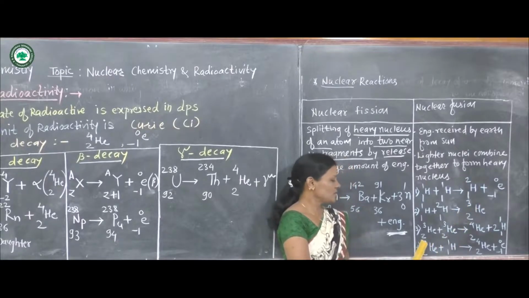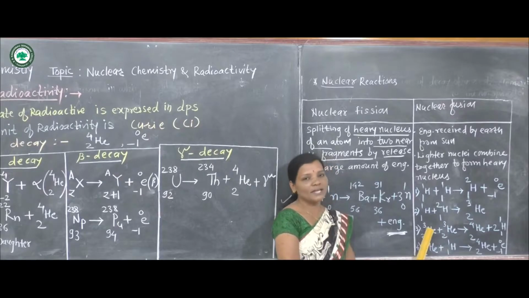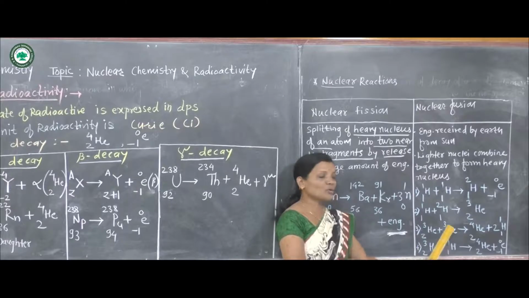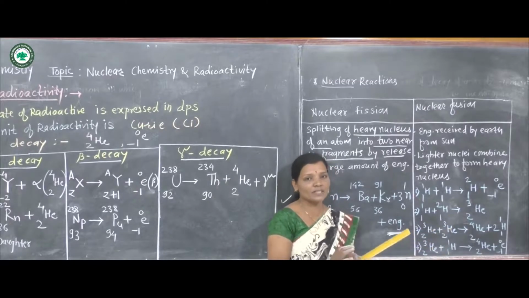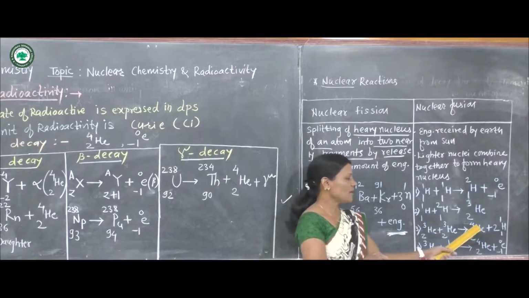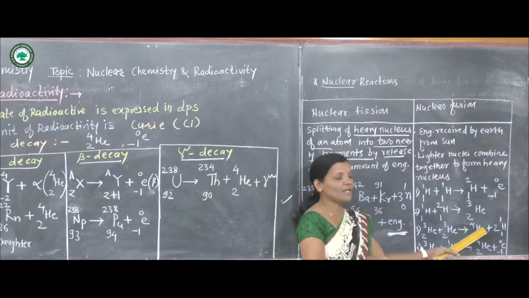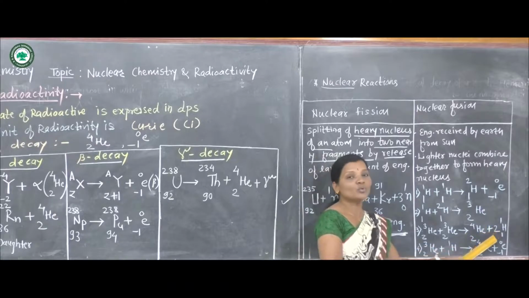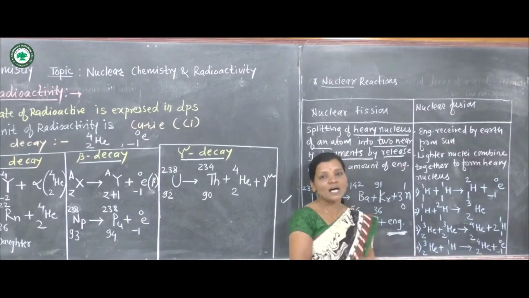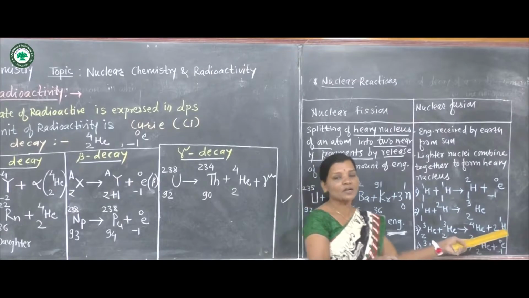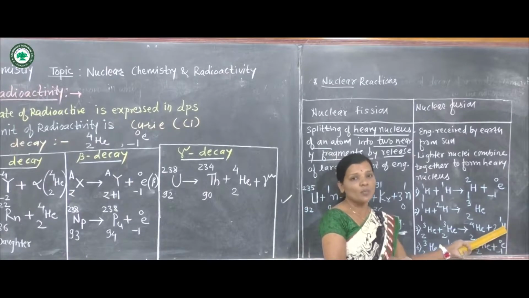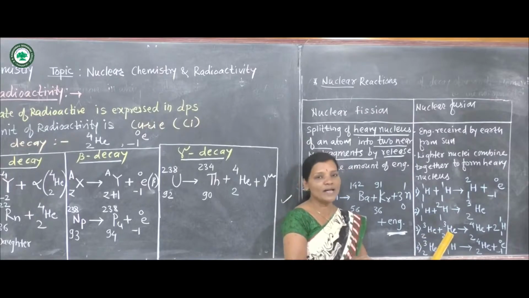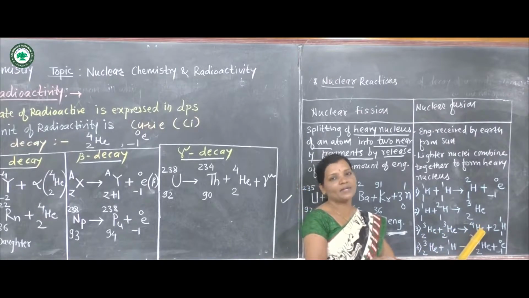Now in the third reaction, two helium nuclei, atomic number 2 and mass number 3, fuse together, and in this case we get the formation of a helium nucleus with mass number 4 and atomic number 2, and 2 hydrogen nuclei are emitted having atomic number 1 and mass number 1. That means in this case also, lighter nuclei combine together and a heavier nucleus is formed.